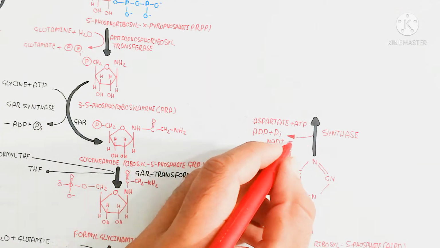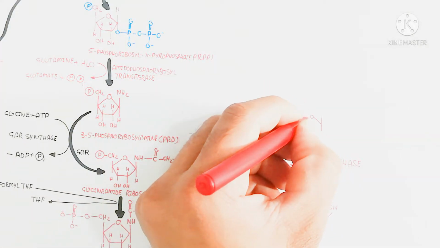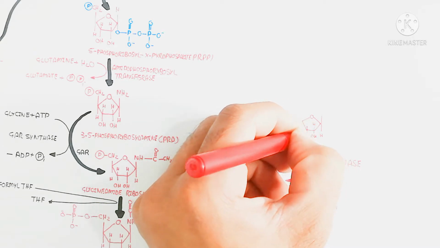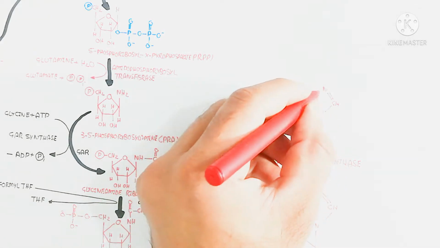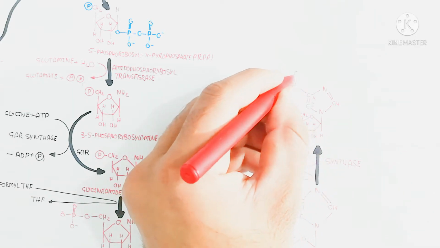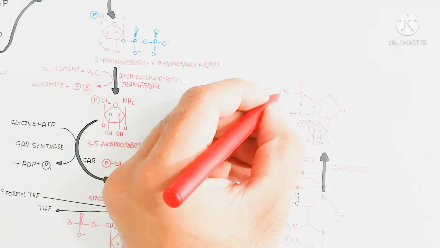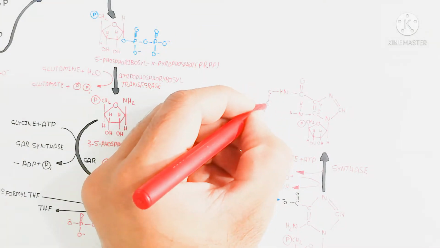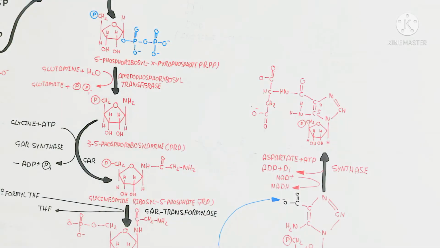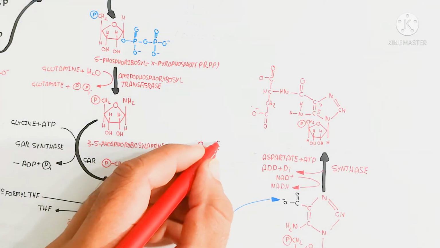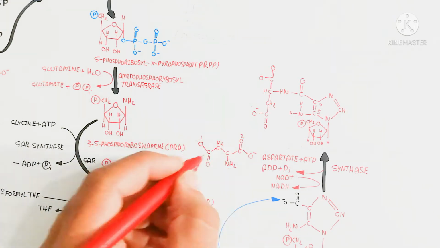And here you can see the aspartate and ATP are used, and this will be released into ADP, and NADH is also produced. A synthase enzyme is used for it to produce 5 amino imidazole succinyl carboxamide ribosyl 5 phosphate, and the structure looks like this. And in this way, here you can see the aspartate addition.